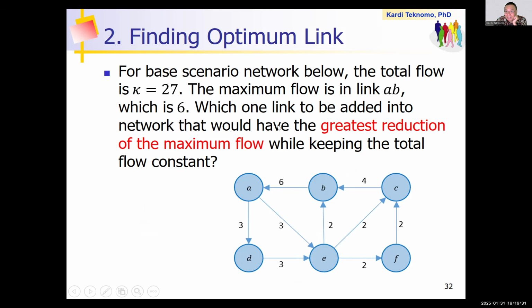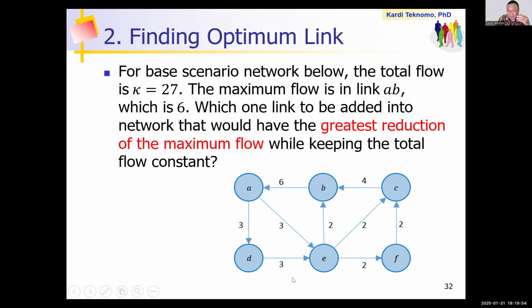Yeah? Okay. So now if I want to add one link in this network, I don't know which one. I want to reduce the maximum flow. Okay. But I want to keep the total flow constant. Which link should I add?